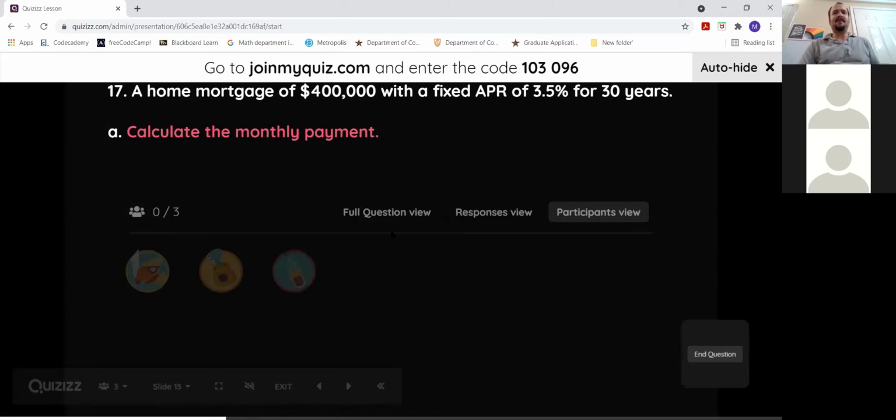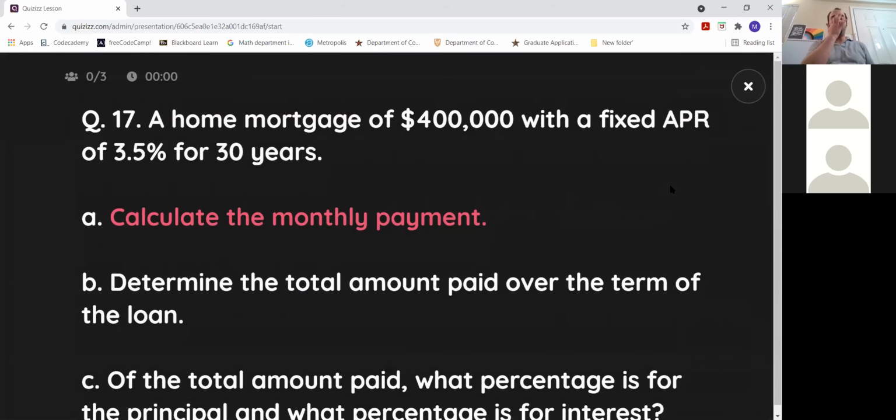Okay, so calculate the monthly payment. Again, it looks like they're giving us all the information to plug into that formula. Now we're doing a home mortgage. We're doing 400K. We're doing APR of 3.5. We're doing 30 years. And I believe they say monthly. They don't say monthly, but there it is. Monthly payment. Sorry. Yeah, it's there.